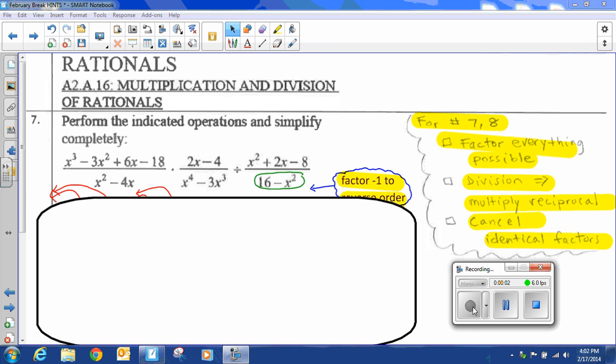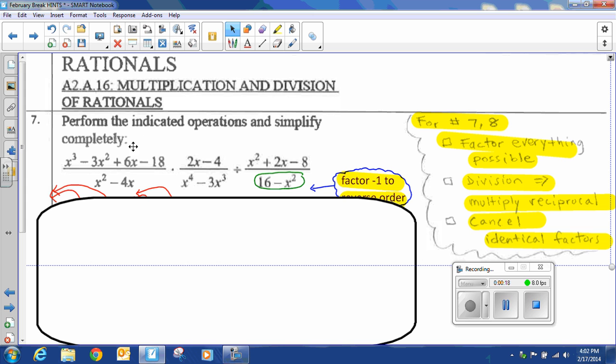Okay, numbers 7 through 18 represent the rationals unit. And if you remember, rationals is just another word for fraction. Rational does mean fraction, a number that can be represented as a fraction. So here, more specifically, these rationals almost always have variables in the denominator, which we'll either have to simplify or solve equations.